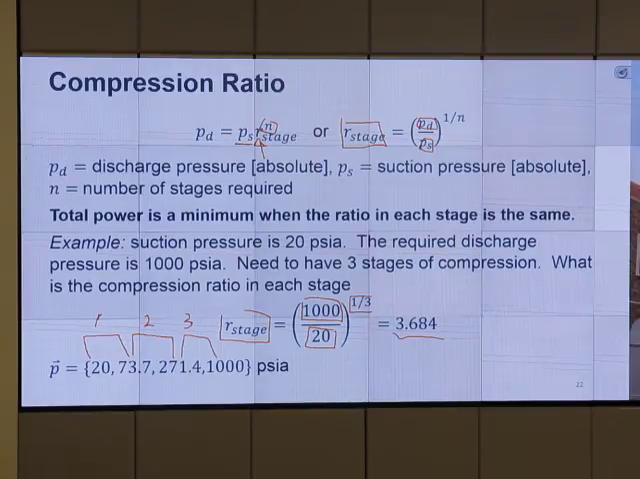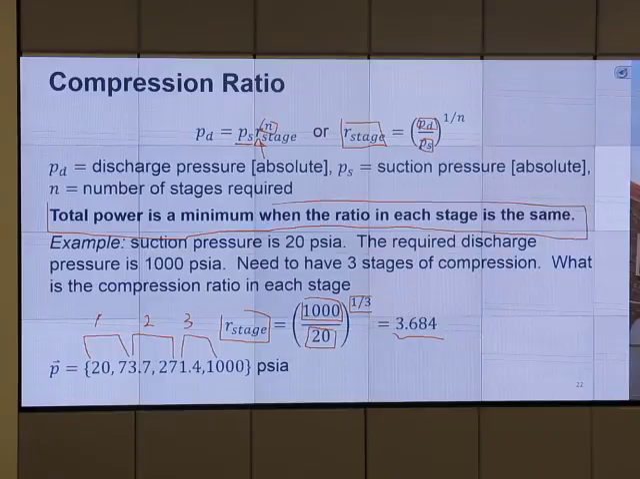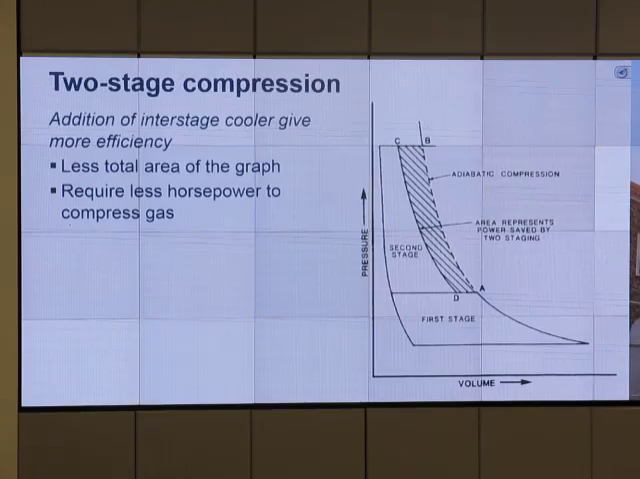I put over here that the total power is a minimum when the ratio in each stage is the same. And in our compressor, the ratio in each stage is the same. Typically they design it like that so that the total power will be minimum. The power required to do the compression. 2-stage compression. Let's go back to the diagram again. So I put here that the addition of the interstage cooler gives more efficiency.